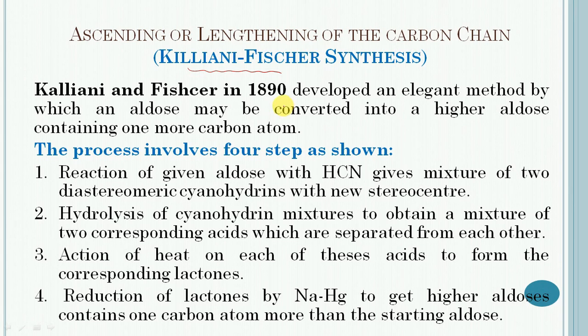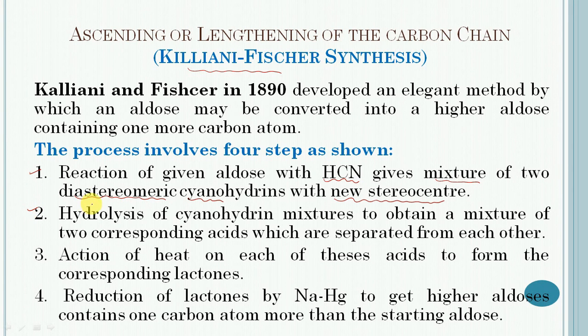and this method involves the conversion of the aldose into a higher aldose which contains one more carbon atom. The lengthening of carbon chain in aldose is carried out by these four steps. Step number 1 involves reaction of aldose with hydrogen cyanide. It will give a mixture of two diastereomers of the cyanohydrin, which will have a new stereocenter in the compound.